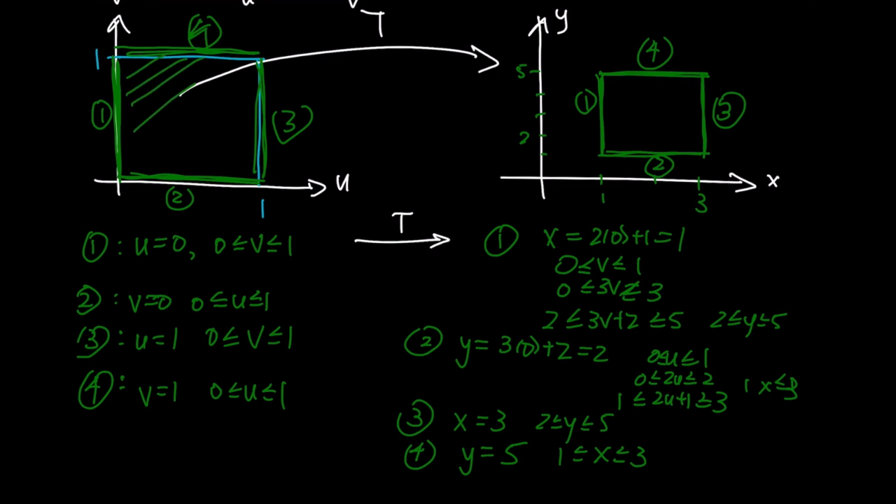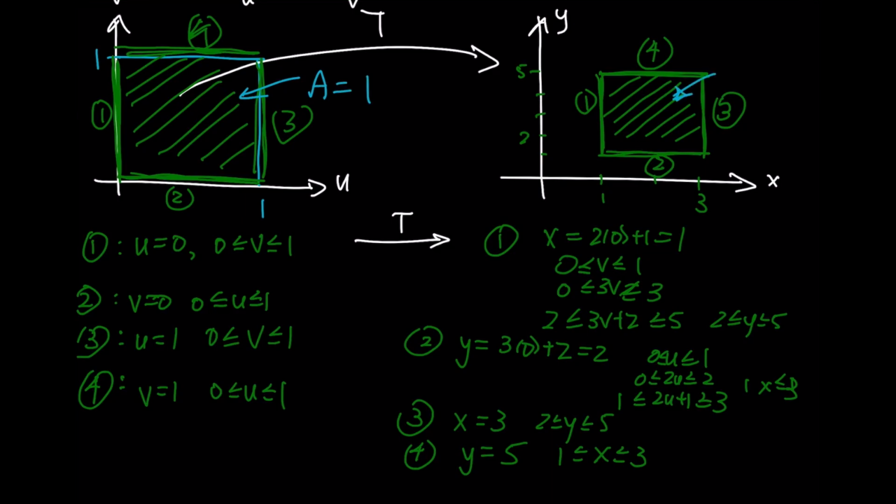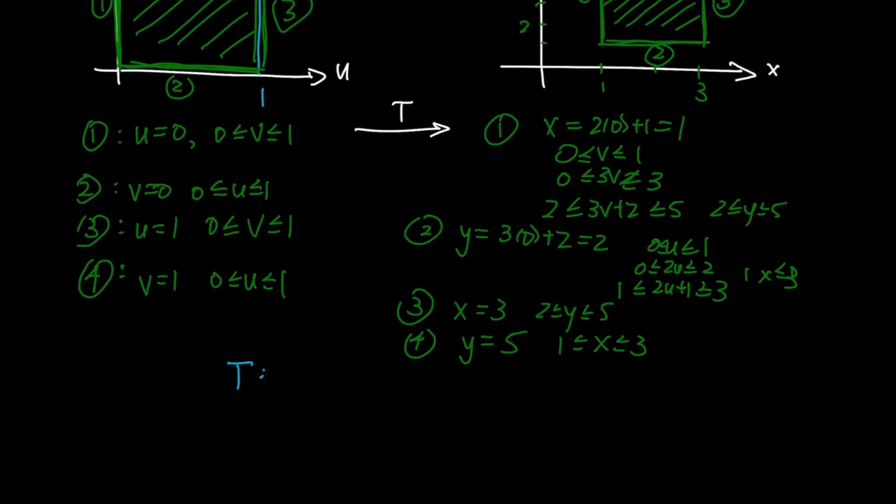Now, if we sat and took all the individual points in here, we could show that they would map to all the individual points in there. What's happened here is that we've got a square that has an area of 1. The mapping has now turned this into a rectangle, and the area of this rectangle now is 6. So T distorted the area by a factor of 6.